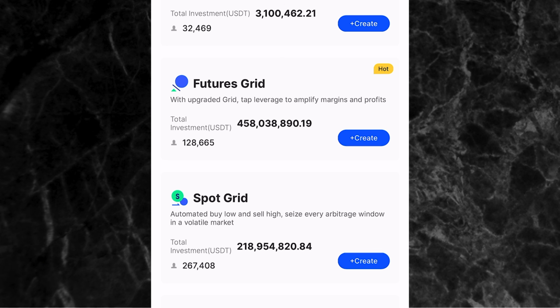Now, for this video, I'm going to be using the futures grid trading bot and the spot grid trading bot because they are the 2 common trading bots that people would generally use. So those are the 2 trading bots I'm going to be explaining in this video.